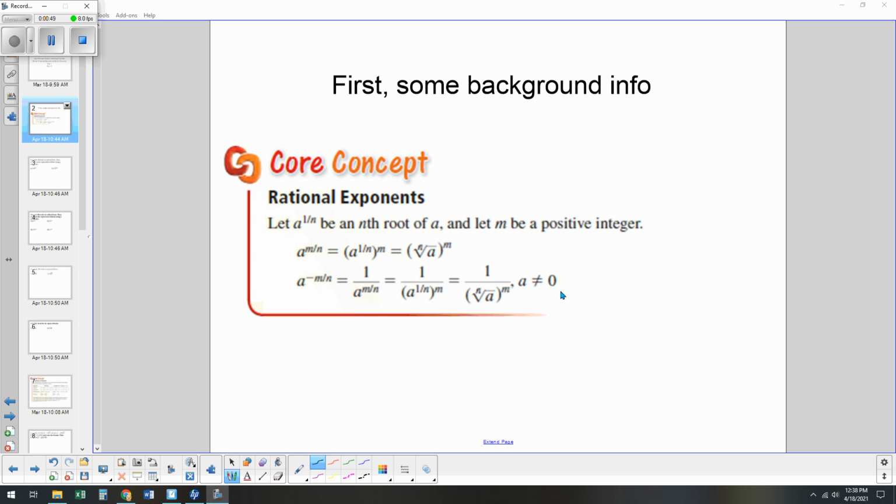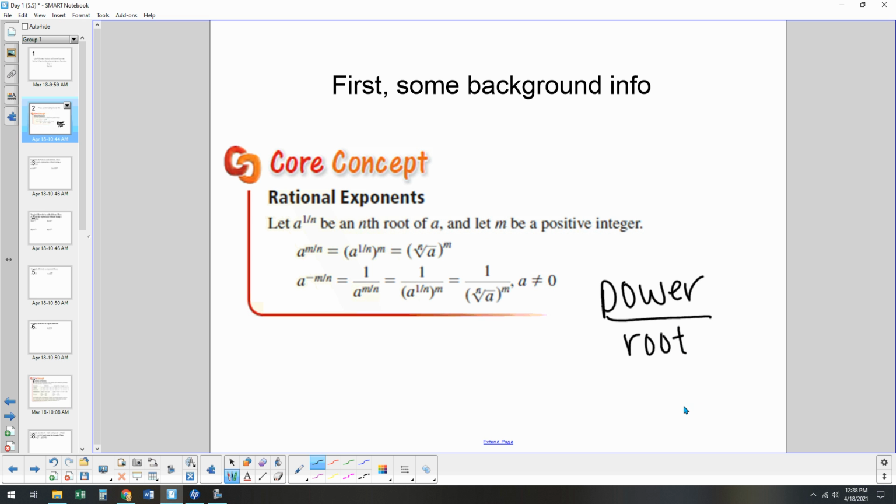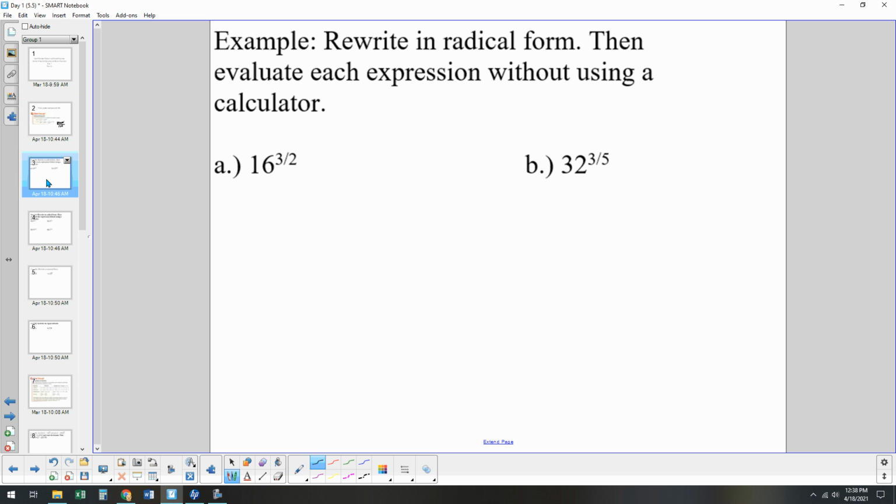We're not going to really focus much on that. We're going to focus really here on the top. So power over root is the important part here. Power over root. So the bottom number always represents the root we're taking. The top number always represents the power we're raising it to. So we're going to rewrite each of these into radical form, and then we'll evaluate them without a calculator.